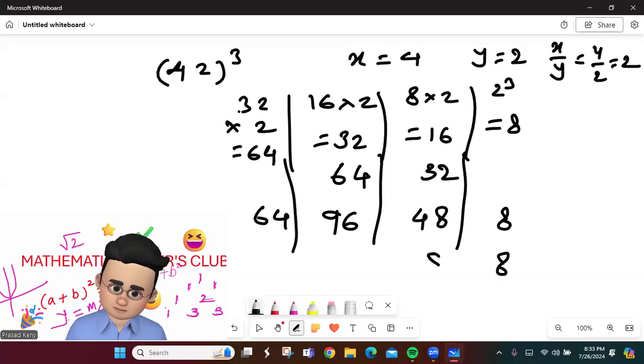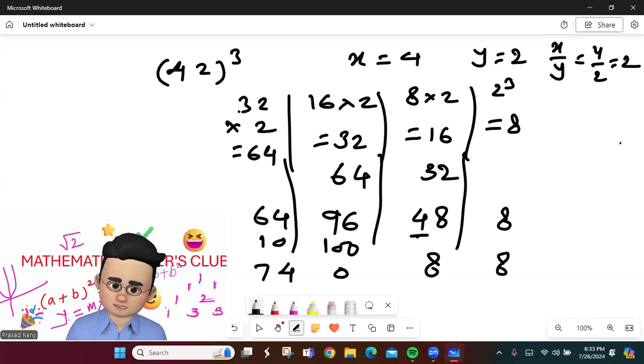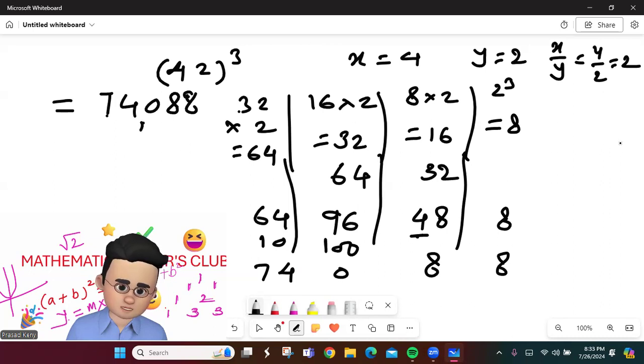So 8 here, 8 here. I'm carrying forward this 4. 96 plus 4 is 100. So 0 remains here and 10 I'm carrying forward. So 64 plus 10 is 74. And hence, finally, I'm getting 42 cube as 7, 4, 0, 8, 8, 74,088. So, are my steps correct, sir? Please let me know.